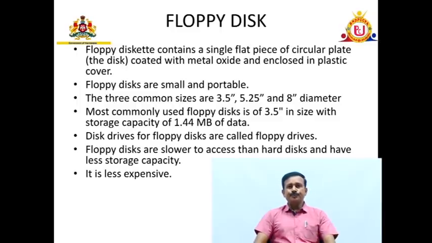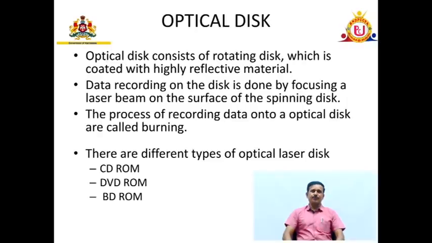Next we'll move on to optical storage devices. Optical disks consist of a rotating disk which is coated with highly reflective material. With the help of a laser beam, laser light, we can read and store the information. The surface of the disk is highly reflective media. Data recording on the disk is done by focusing a laser beam on the surface of the spinning disk. The process of recording data onto an optical disk is called burning.